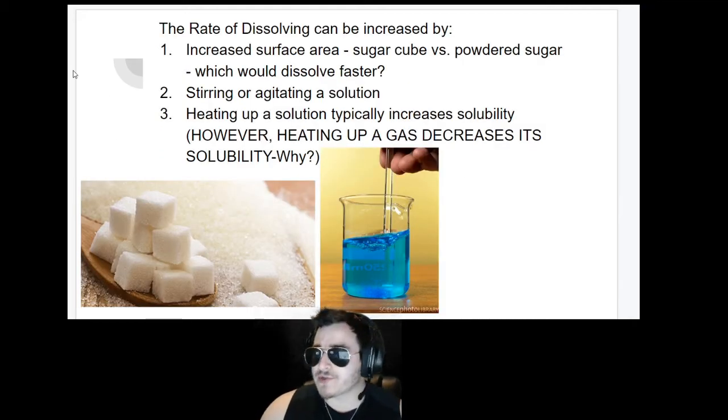You can increase the rate at which something dissolves by doing the following three steps. You can increase its surface area. This is why if you crunch up your sugar cubes, it's going to dissolve a whole lot faster as opposed to just dropping that sugar cube straight into your tea or coffee, whatever you're dissolving it into.